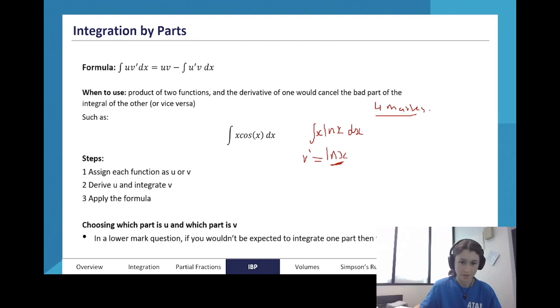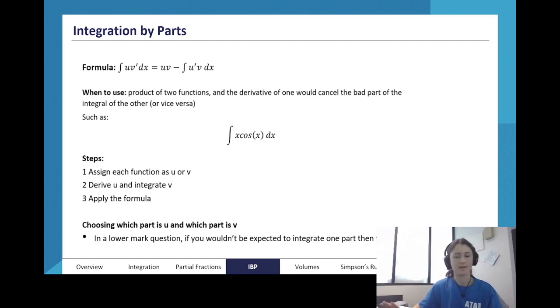However, if you get to like an 8-mark question, throw that assumption out the window. All I'm saying is if you have a low mark question, it's usually going to be the easiest option available to you. Don't try to overcomplicate it. And that really helps when you're choosing which part is u and which part is v. Kind of think, if it's a low mark question, which one is going to be easier for me to do? Not always, but as a general rule.